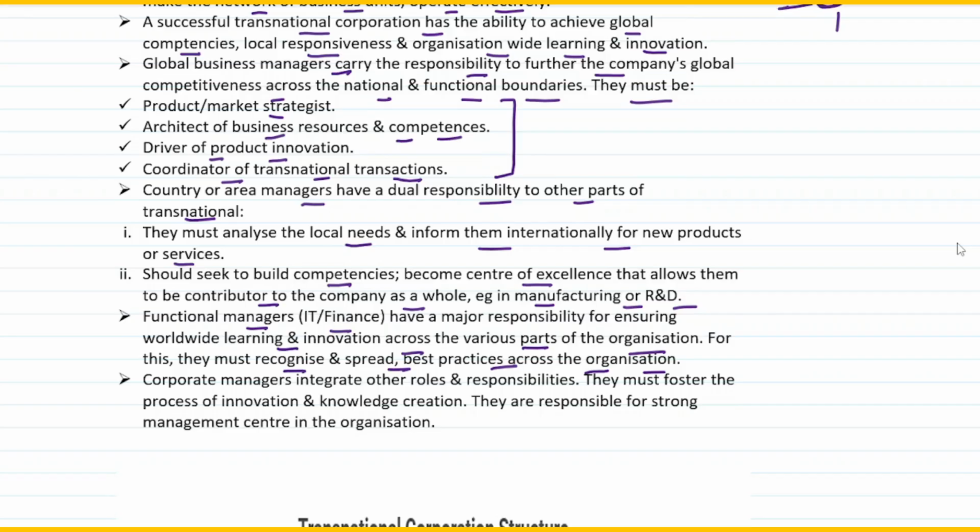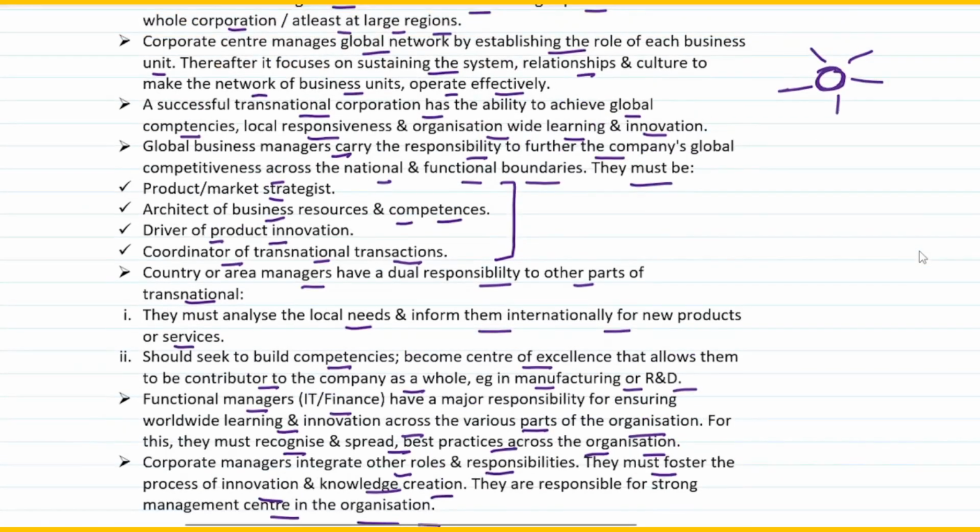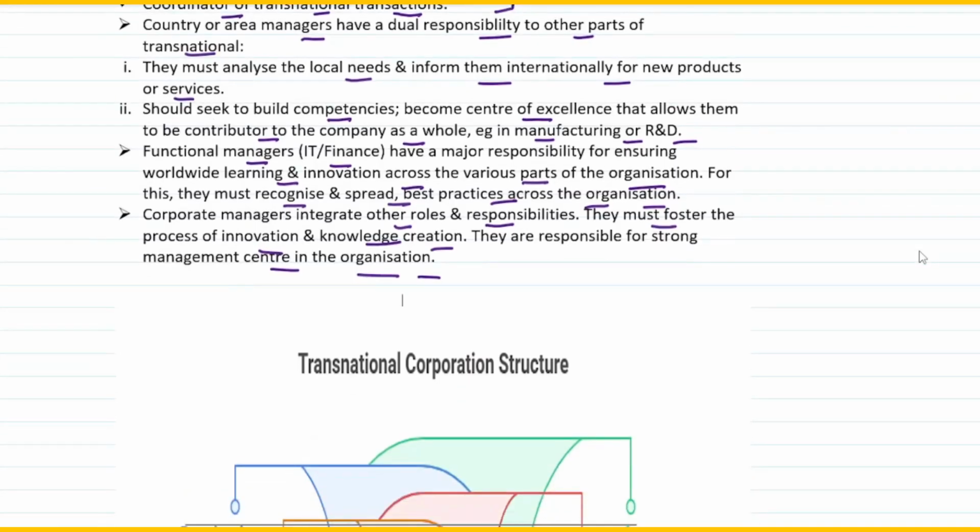Corporate managers integrate other roles and responsibilities. Why? Because they must foster the process of innovation and knowledge creation. Foster simply means to encourage. They are responsible for a strong management center in the organization, right? So you basically have some 7-8 points. Even if you can remember 5 of them, that's more than sufficient. You can simply jot it down and that would make your job easier.